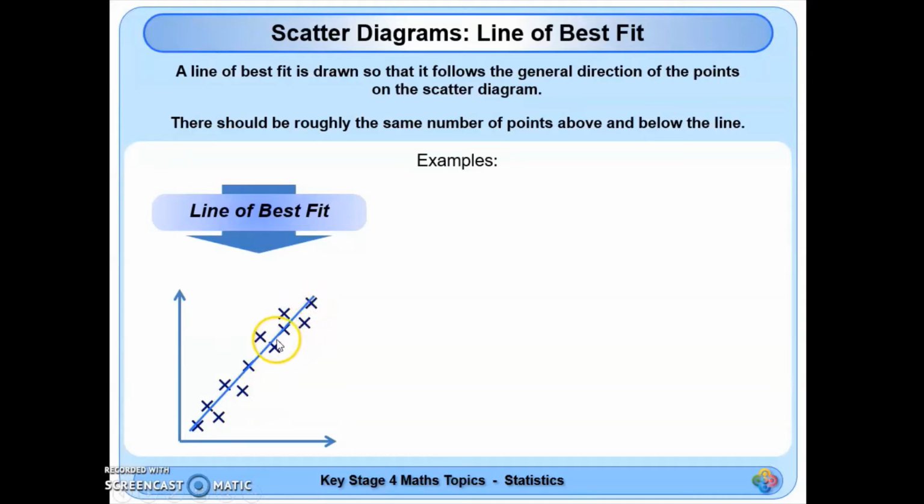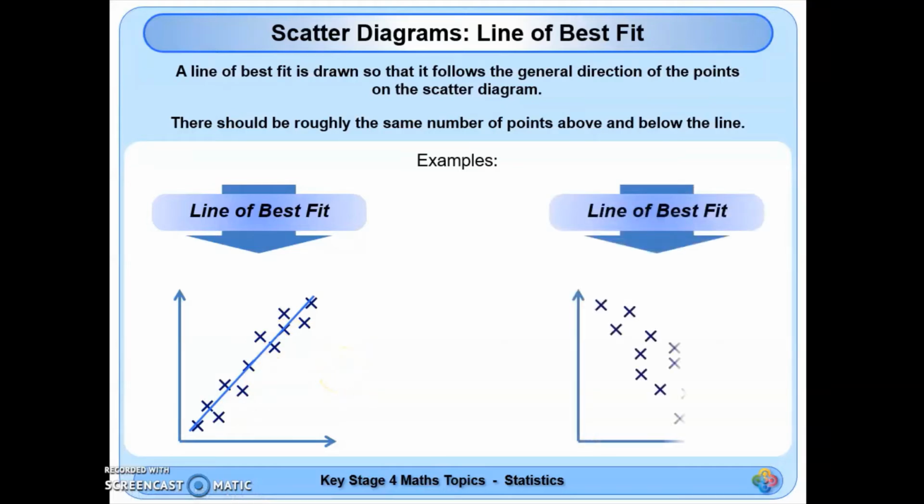There are also 2 or 3 or 4 scatter points on the line, but I've tried my best to get the same amount of scatter points above the line of best fit as below, and that helps us get the line of best fit to be as accurate as possible.